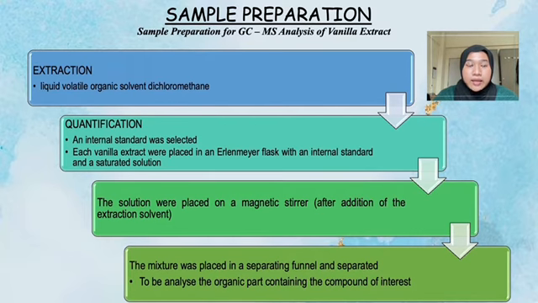The solution was then placed on a magnetic stirrer after the addition of the extraction solvent. Last but not least, the mixture was then placed in a separating funnel and separated in order to analyze the organic part containing the compound of interest. That's all for the sample preparation, and we will move on to the next part, which is analysis.